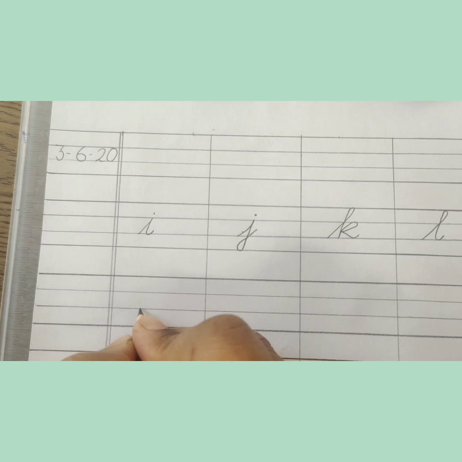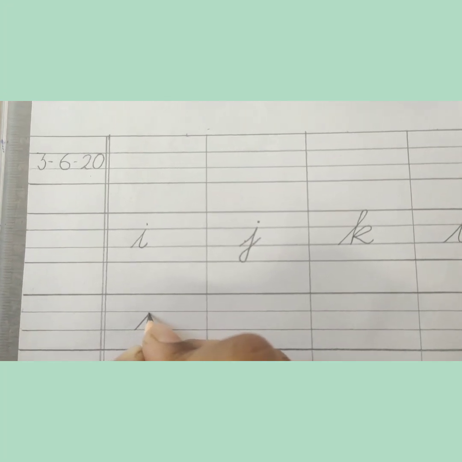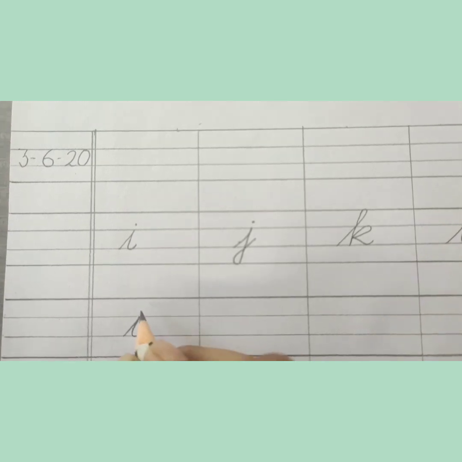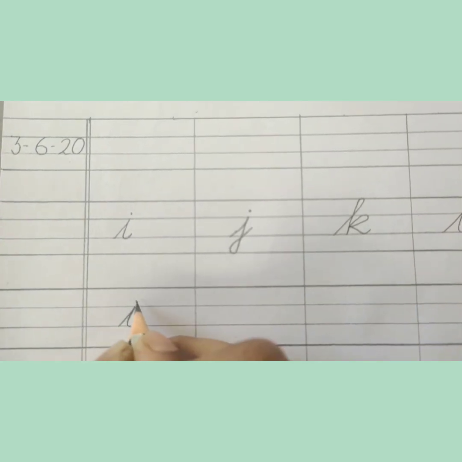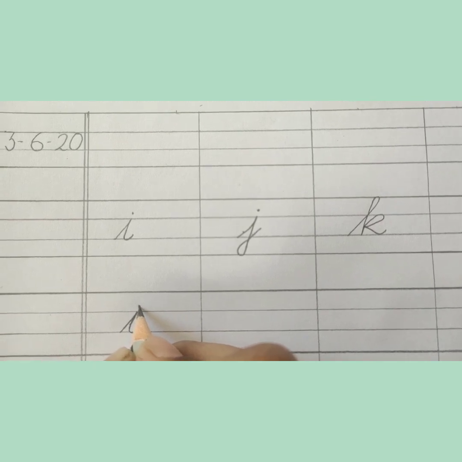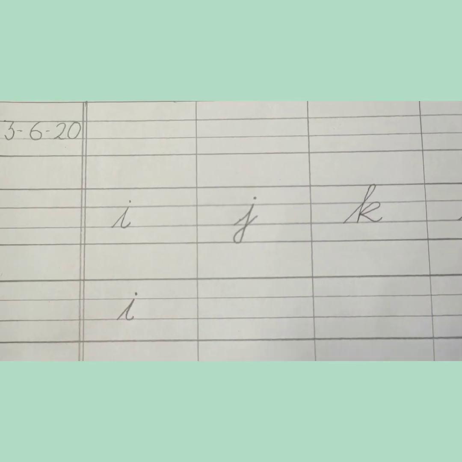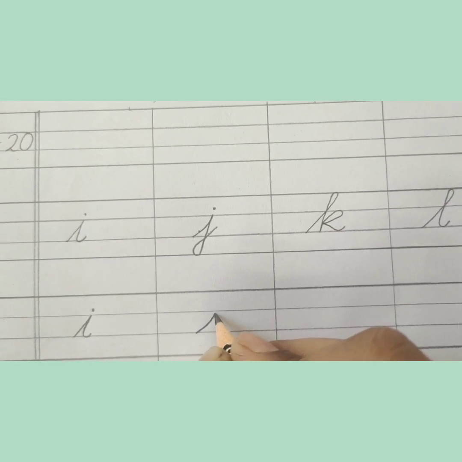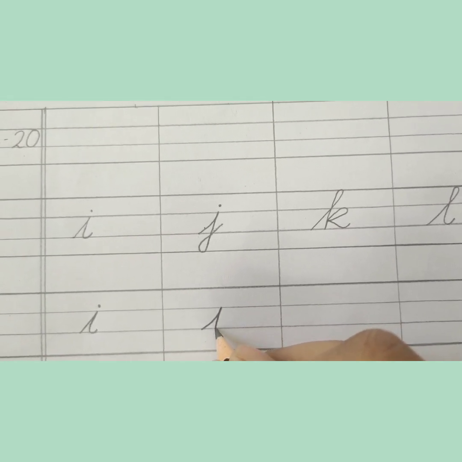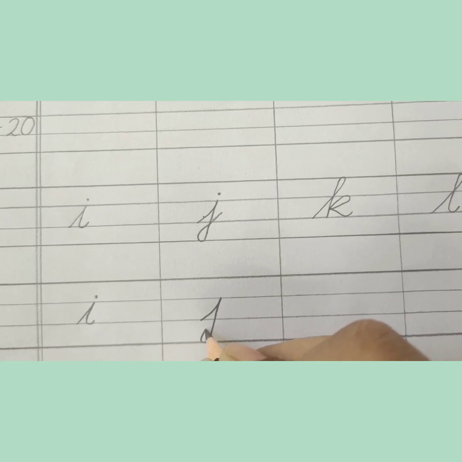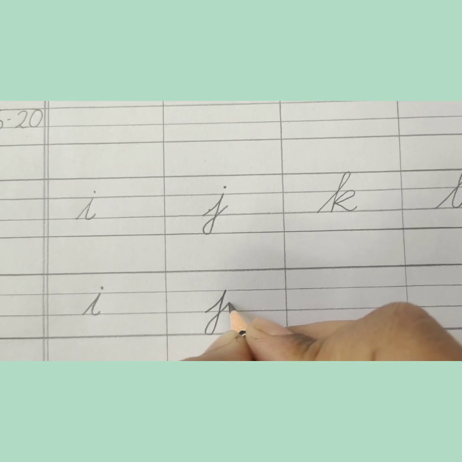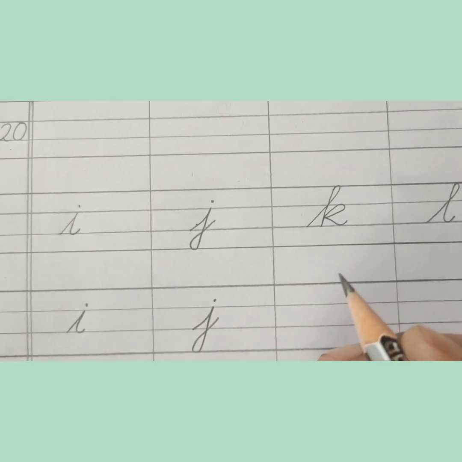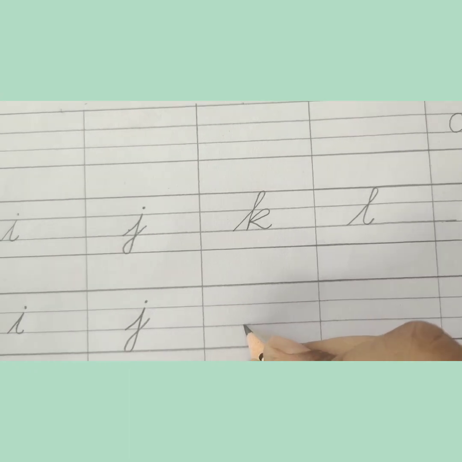Now again all of you write I. Make one slant line. This line will cover this slant line and curve like this. Put a dot. Then we have I. Second letter. Make one curve like this. This line will go down. Make a loop from this 3rd line like this and put a dot. Then we have J.